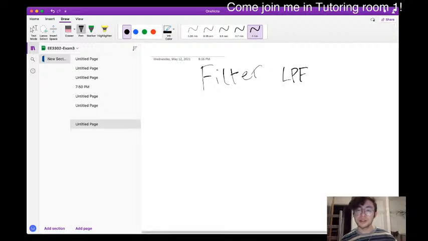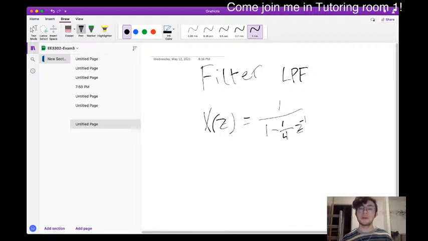And you find the equation H(z) is equal to 1 over 1 minus, say, 1/4 z inverse. So what do we do here? What do we do? So let's say you were told to implement this filter.